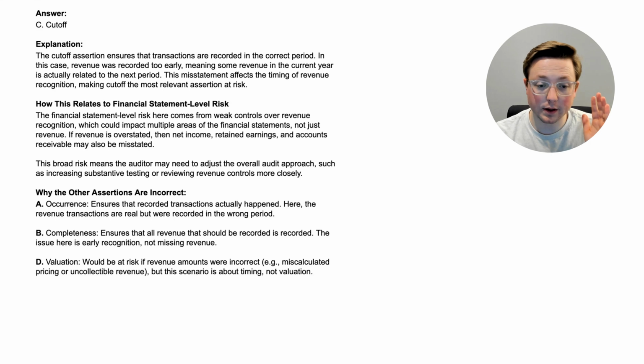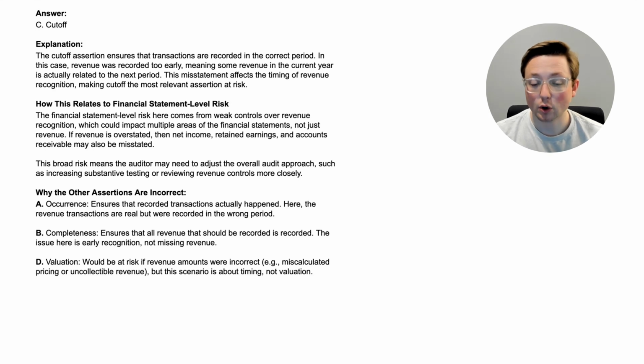Now let's walk through why the other assertions weren't quite correct in this situation. Option A was occurrence. Occurrence ensures that recorded transactions actually happened. Here, the revenue transactions are real, but were recorded in the wrong period. Option B was completeness. Completeness ensures that all revenue that should be recorded is recorded.